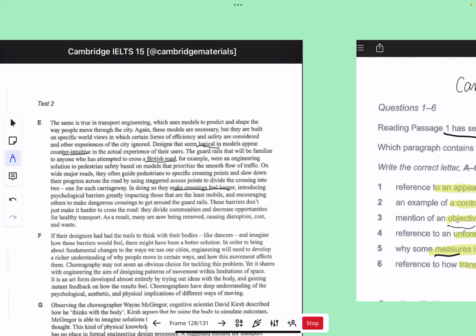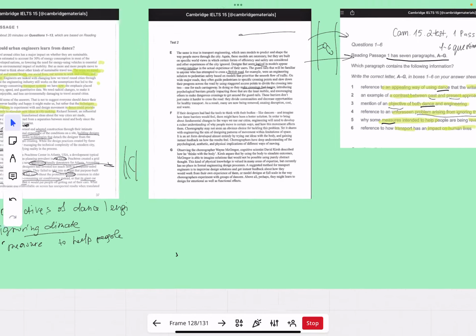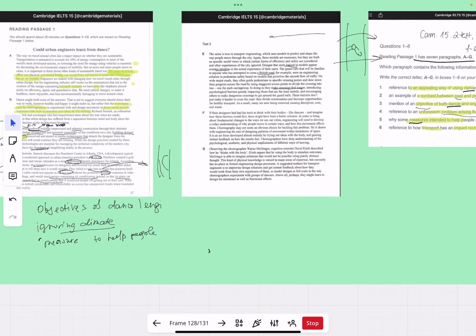Introducing psychology very greatly impacting those are least mobile and encouraging others to make dangerous crossing to get around the guard rails. These barriers do not make it harder to cross the road. They divide communities, decrease the opportunities for healthy transport. As a result, there are many being removed, causing disruption, cost in the waste.